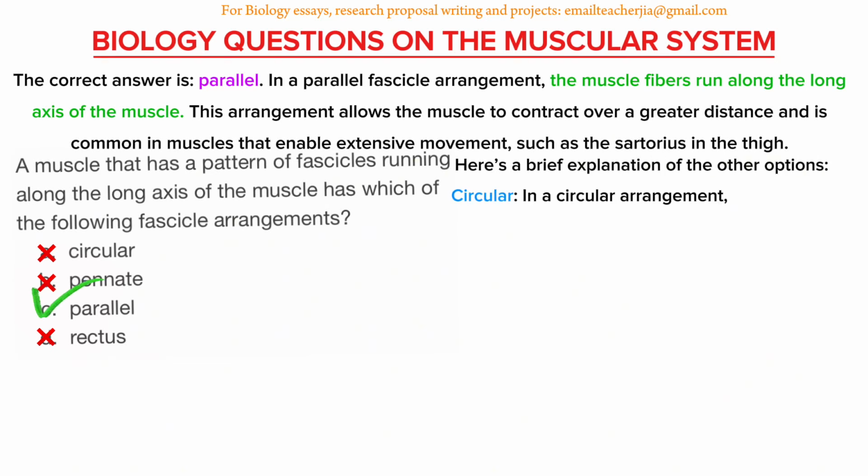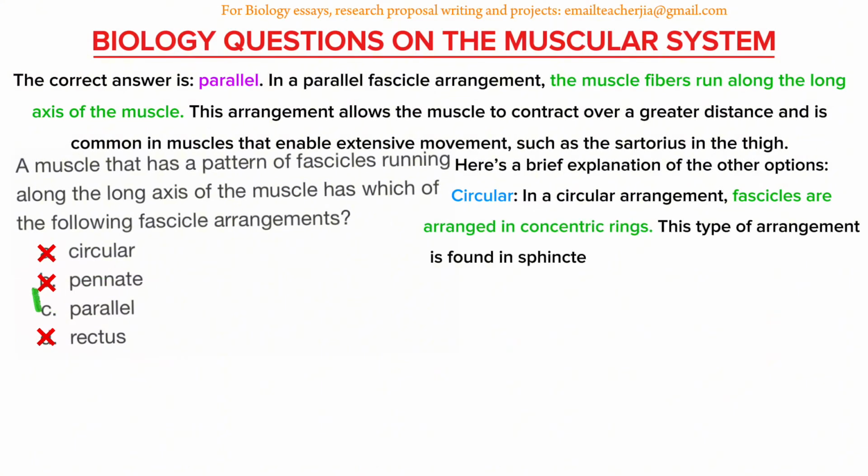In a circular arrangement, fascicles are arranged in concentric rings. This type of arrangement is found in sphincter muscles like the orbicularis oris around the mouth.